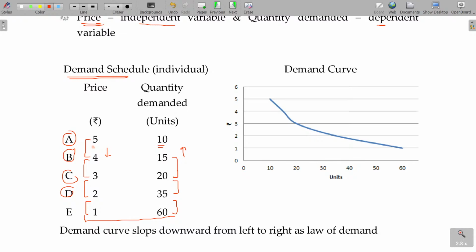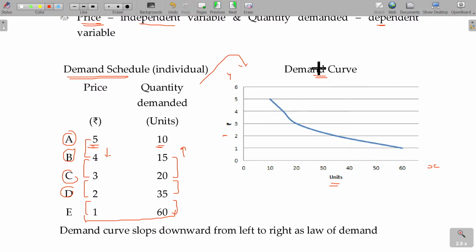Now this will be plotted in the graph. After plotting that in the graph, if we connect the lines, that will be called the demand curve. So you have to understand the difference between demand schedule and demand curve. Demand curve is nothing but the demand schedule plotted in a graph. If the price is 5, quantity demanded is 10. So remember, always the x axis is for units, y axis is for rupees.